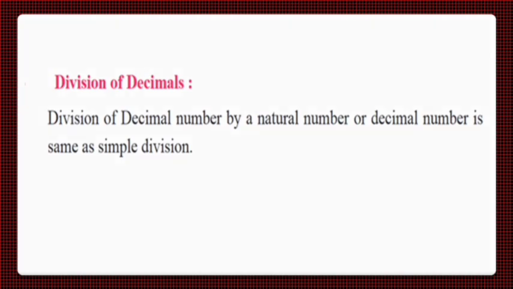The division of decimal number by a natural number or decimal number is same as simple division. Let's do the question number 2. Find the division of the following decimal numbers. And its A part is 18.24 divided by 3. So first let's write 18.24 in the division house and start dividing by 3.